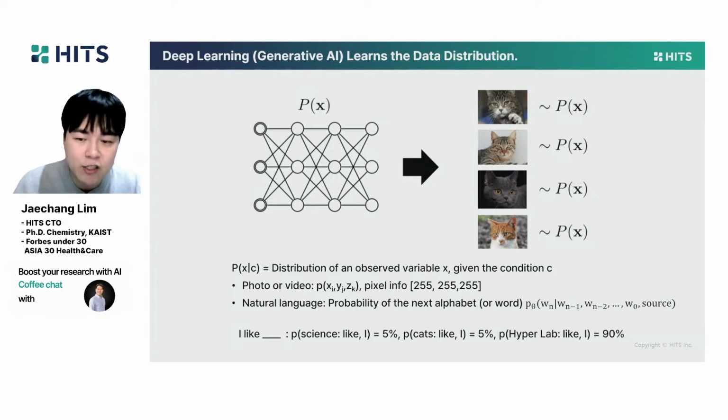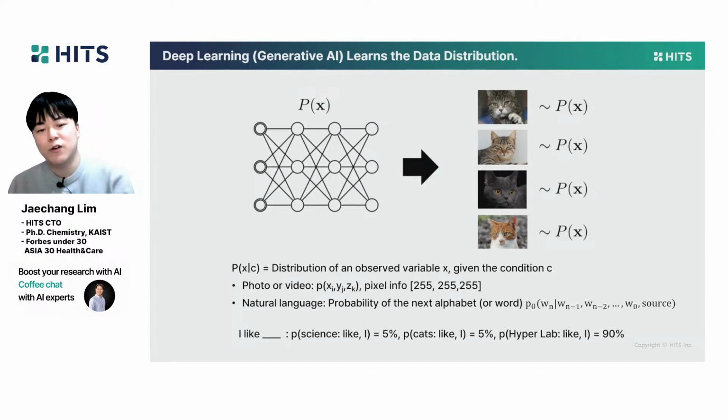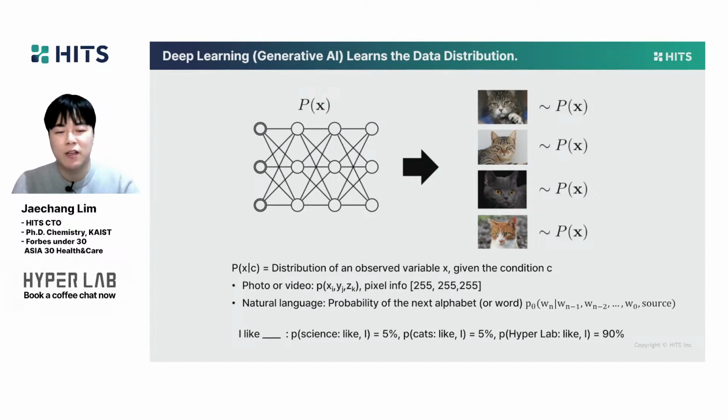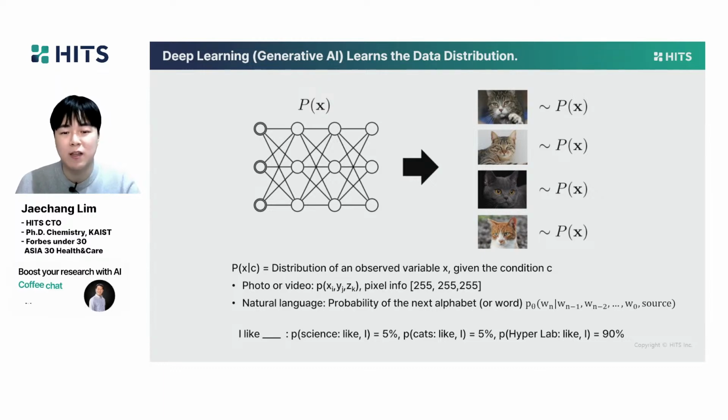If the expression "I like hyperlapse" appeared with a 90% probability, the deep learning model would choose hyperlapse with a higher probability than the previous two. And this is how deep learning operates based on probability distributions.